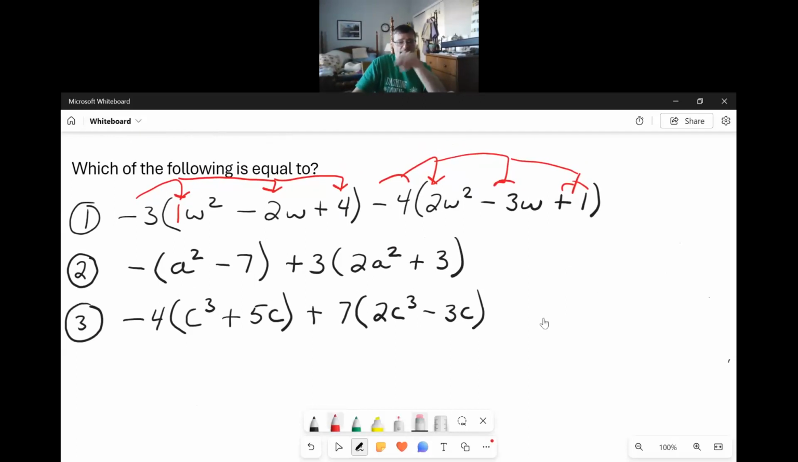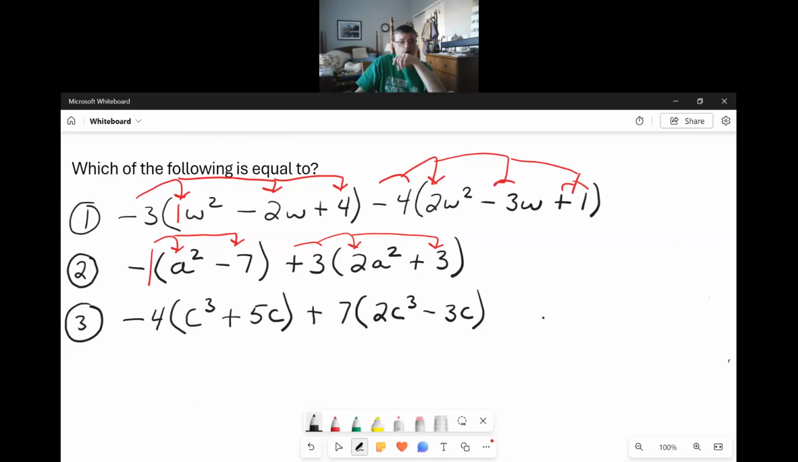Okay, so number 2, notice that there's a minus sign here, but there's no number in front. Put a 1 in there. And then we got this positive 3 in here. So this one here, we're going to have negative 1 times whatever's in front of the a squared, and then negative 1 times negative 7. And then you got positive 3 times positive 2, and then positive 3 times positive 3.